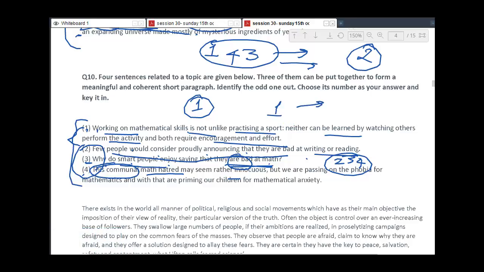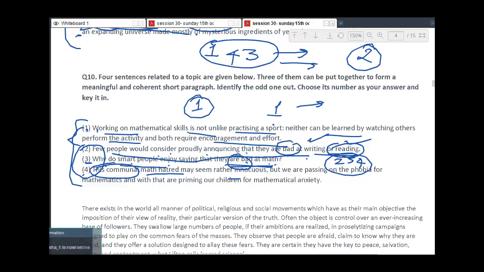See, few people would say they are bad at writing or reading, but they won't mind saying that they are bad at math. This is basically how the logic is. Writing, reading, and mathematics are 3 different activities concerned with learning. So the author says few would consider proudly announcing that they are bad at writing or reading, because they would not be proud of saying this, but they would proudly say that they are bad at maths. This is basically how the logic is.